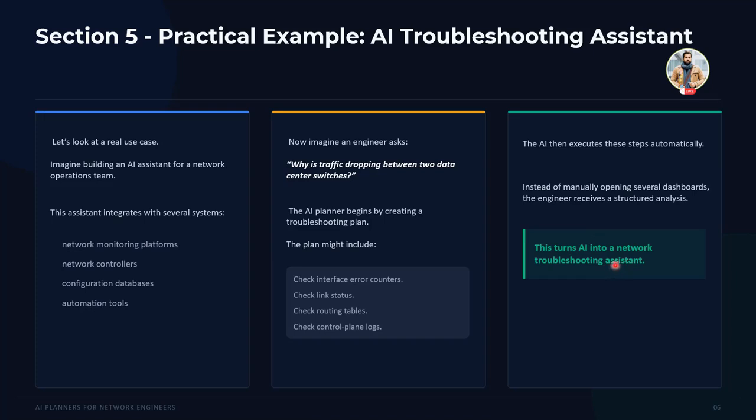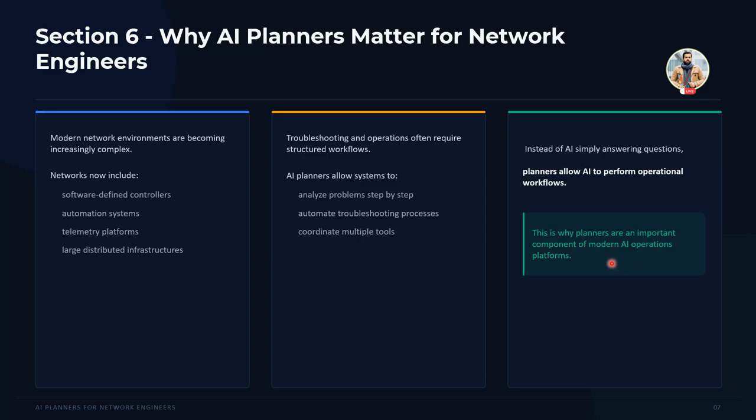Exactly. And this is why planners matter so much right now. Modern networks are complex. Software-defined controllers, automation systems, telemetry platforms, large distributed infrastructures. Troubleshooting these environments requires structured workflows. AI planners allow the system to analyze problems step by step, automate the troubleshooting process, and coordinate across multiple tools, all without the engineer having to manually orchestrate every step.